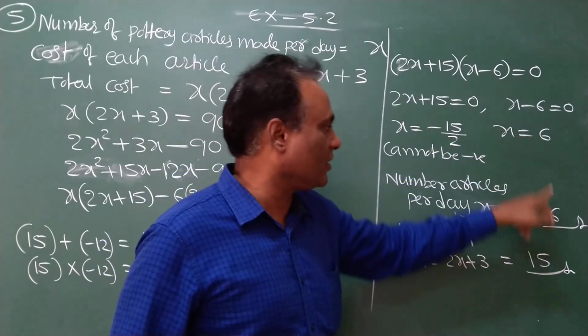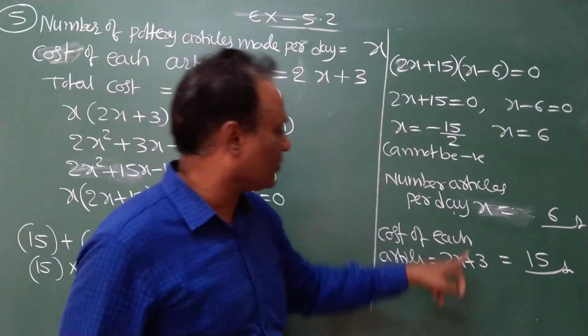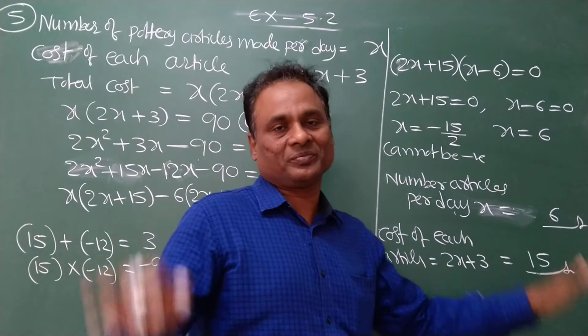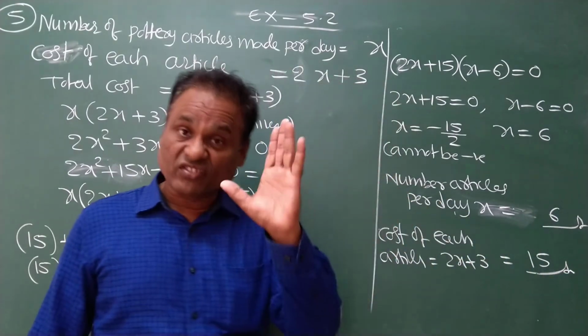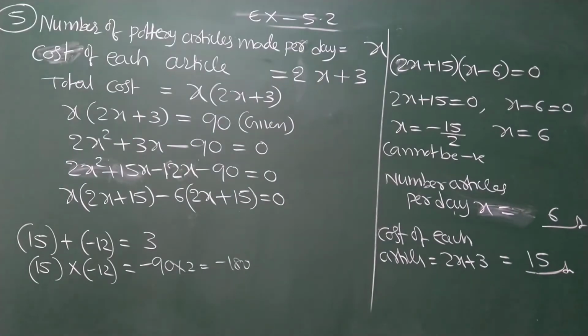So leave it. Take this also. Then 2 into 6 is 12, plus 3 is 15. So 6 is one answer, 15 is the other answer. Over. Read and understand. Just do the analysis. Understand the problem. If you don't understand, you tell me.